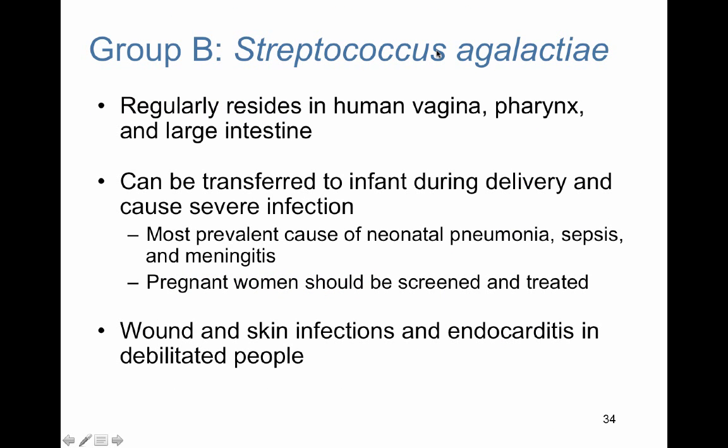Streptococcus agalactiae is the one that can be transferred to the infant during delivery and can cause severe infection. So pregnant women should be screened and treated. This is the most prevalent cause of neonatal pneumonia, sepsis, and meningitis. It's normally found in the human vagina, the throat, and the large intestine. And also, not only can it be transferred to the infant during delivery, causing these types of infections, but it can also infect wounds and can cause heart infections in immunocompromised individuals.